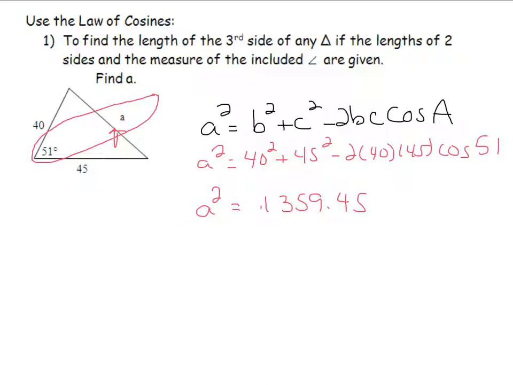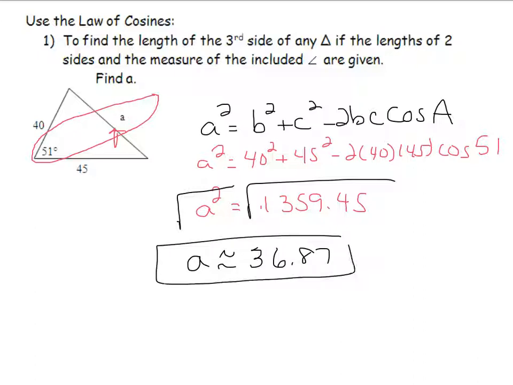So we have A squared equals all of this, so in order to find A, we have to take the square root. Okay, so A is roughly 36.87. Easy, easy, easy.